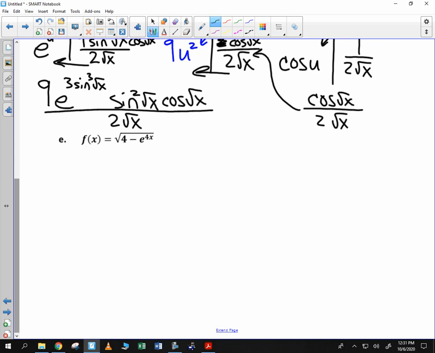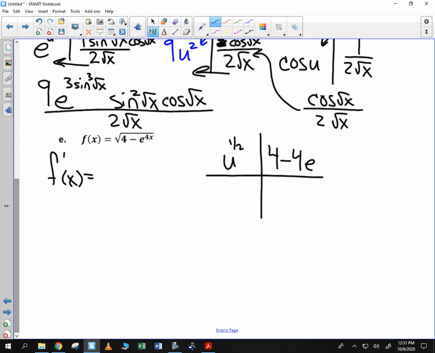This will be our last one. This is going to require the use of the chain rule again. And the outside this time is u to the 1/2. The inside is 4 minus e to the 4x. The derivative of u to the 1/2 is 1 over 2 roots of u. You know that by now.